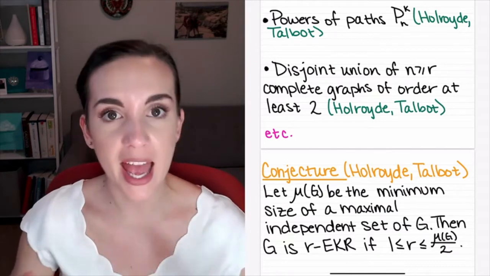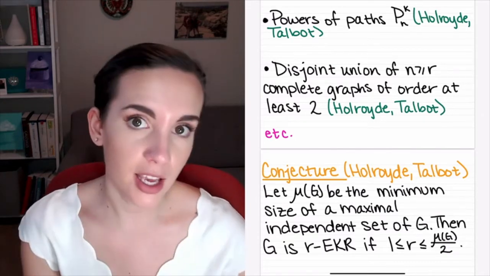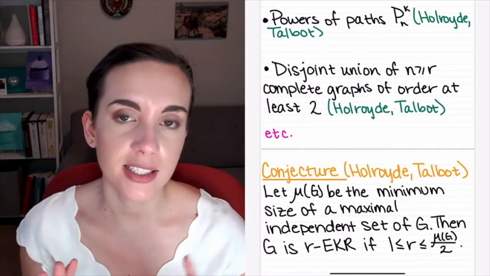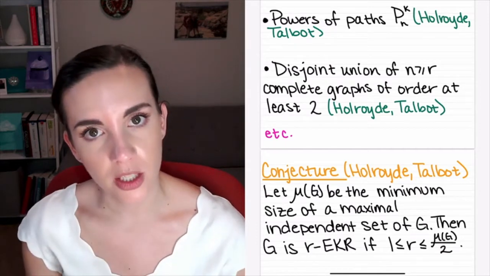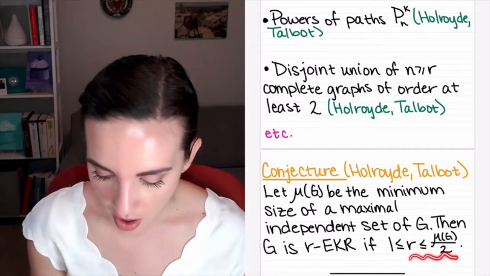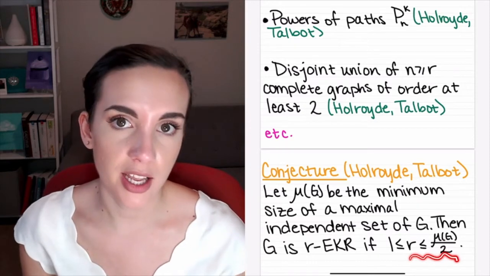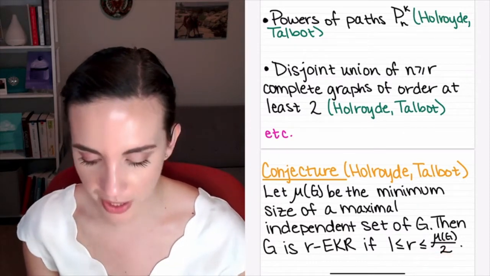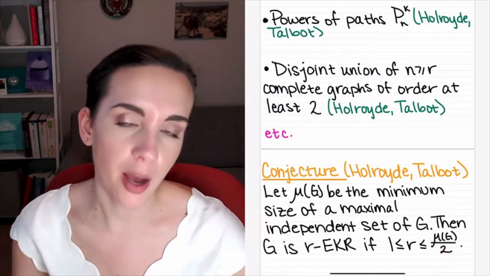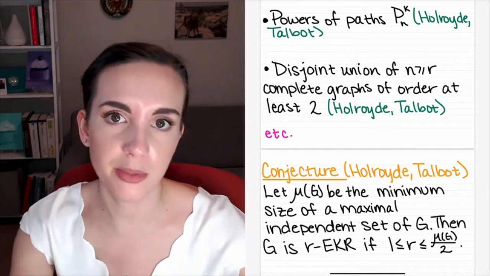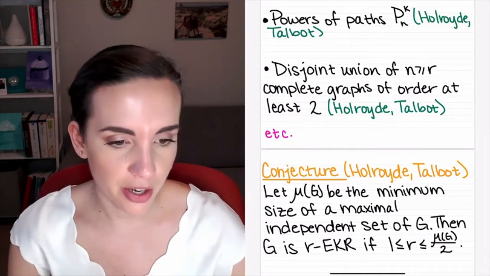So mu of G would be N, and the EKR theorem does state that that inequality holds only when R is no larger than half N. Right, so at least this theorem makes sense when we apply it to where this concept originated from in the EKR theorem.